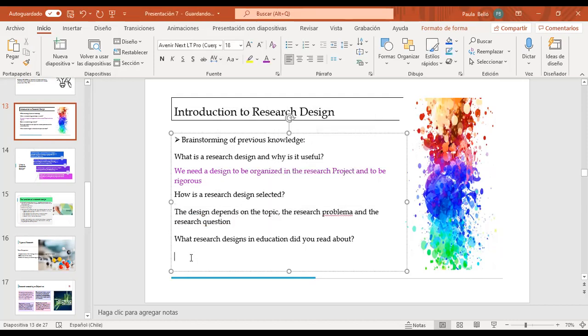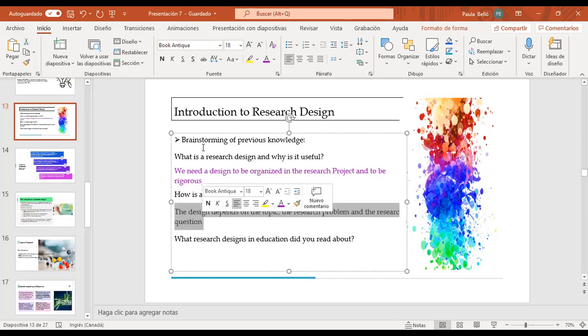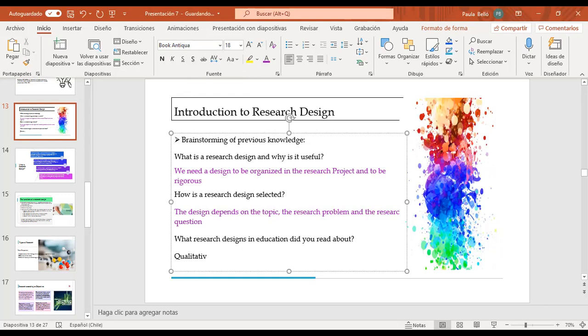And the research designs that you have seen in education, for example, what have you read in your literature reviews, in your apps, in your articles? Por ejemplo, ¿qué diseño en educación have you read about? Do you remember any? Qualitative research, qualitative and quantitative. Yes. So qualitative and quantitative.